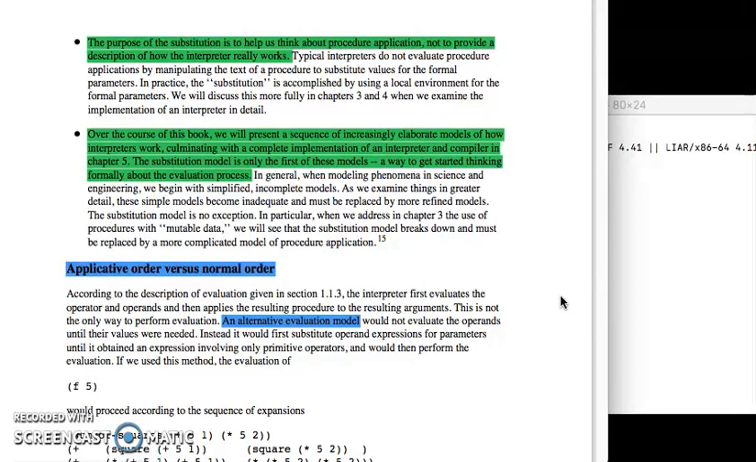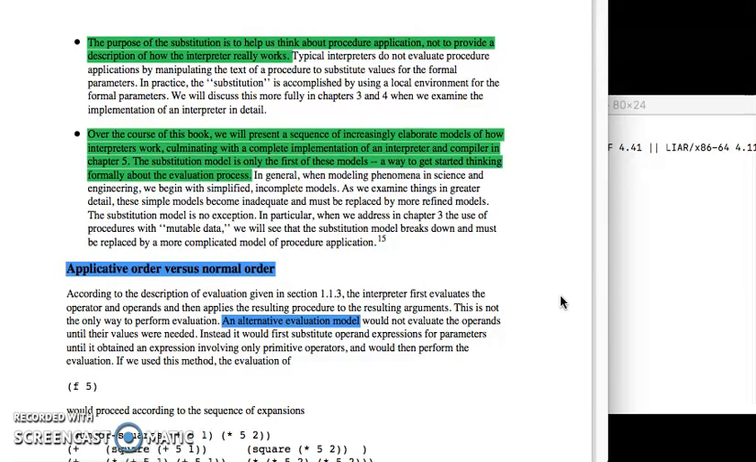The substitution model is no exception. In particular, when we address in Chapter 3 the use of procedures with mutable data, we will see that the substitution model breaks down and must be replaced by a more complicated model of procedure application.